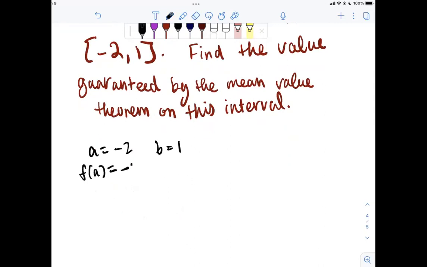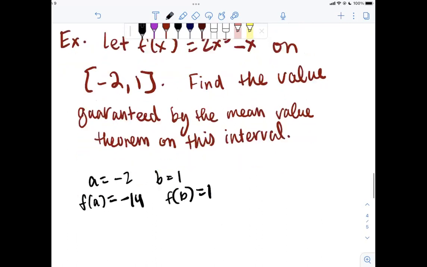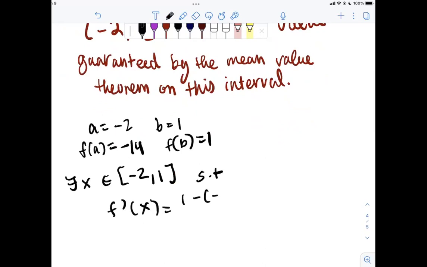All right, so f of a is -14, and then f of b, we're just going to plug 1 into here, so that's 2 minus 1, which is 1. And so the mean value theorem tells us there's a value x in the interval from -2 to 1, so that f prime of x equals f of b minus f of a over b minus a. So that's 15 over 3, which is 5. All right, so we want to find a value of x in this interval so that the derivative is 5.